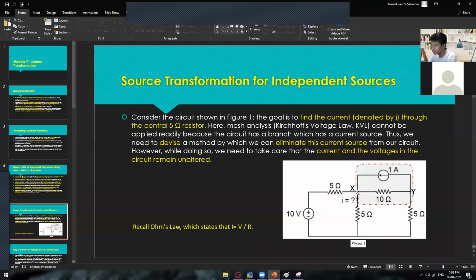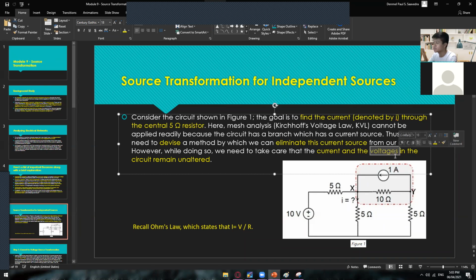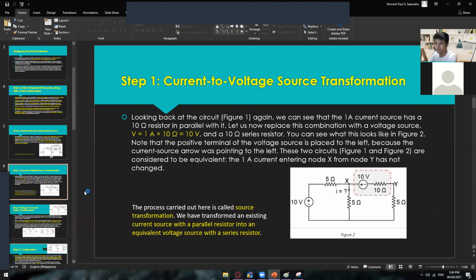Some of the currents will flow on this branch. Okay, that's the correct term. On this branch or on this branch or on this branch. So one way that we can do is eliminate this one and convert this one from current source into a voltage source. So how are we going to do that one?